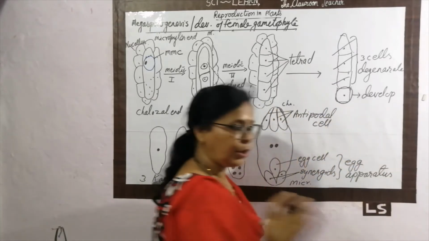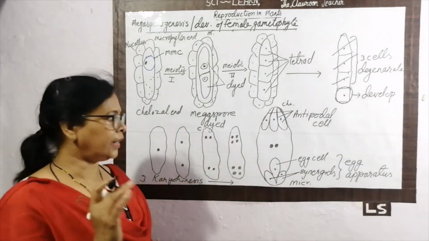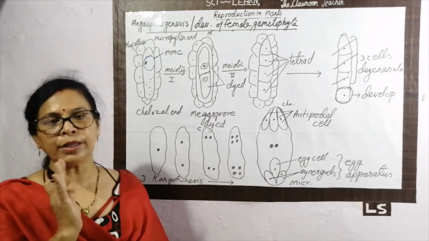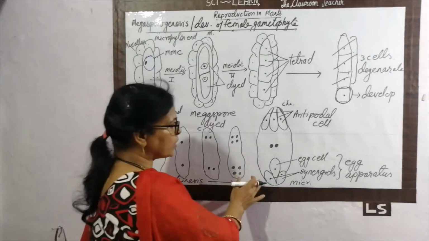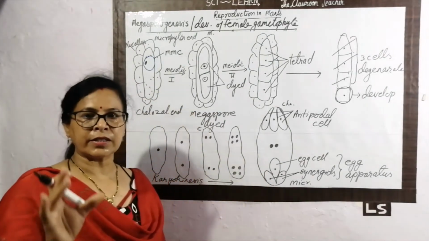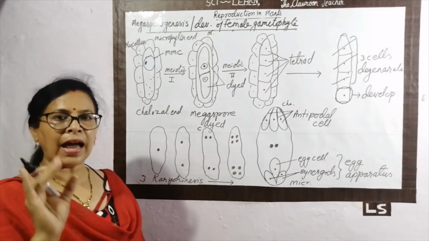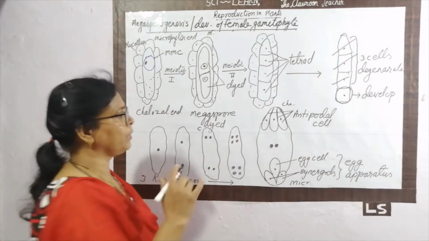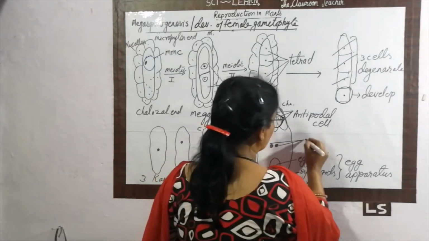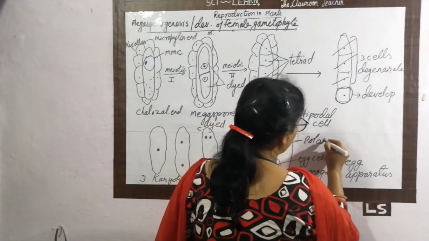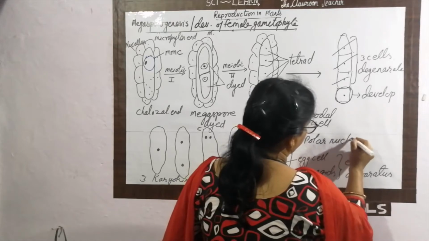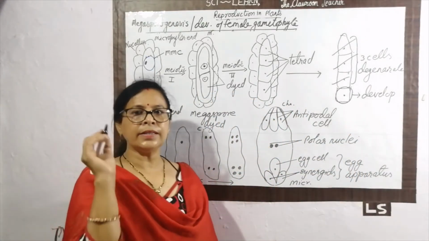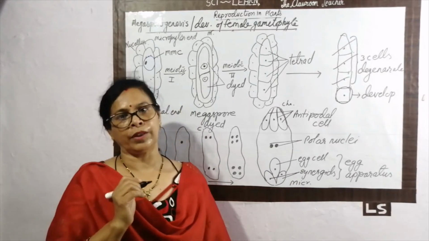Okay, out of the 8 nuclei, 3 move towards the chalazal end, and that is called the antipodal cells. 3 move towards the micropylar end, which is composed of synergids and the egg cell, and they are called the egg apparatus. And 2 remain in the center, and those are called the polar nuclei. Okay, this is the complete development of the embryo sac.